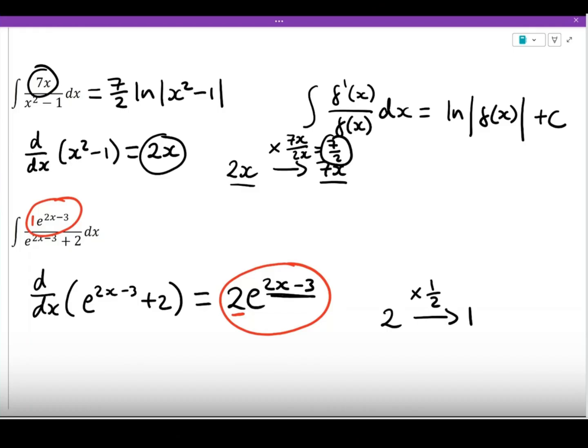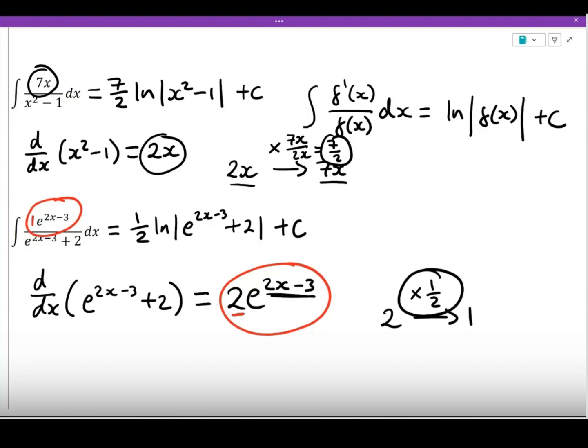So now we can write out my final answer. It would be equal to 1/2, which is what we just established down here, multiplied by the natural logarithm of the modulus of e to the power of 2x subtract 3 plus 2, like that. And of course, we need our plus c's, which I forgot up here. However, in this one, we actually don't need the modulus symbols.